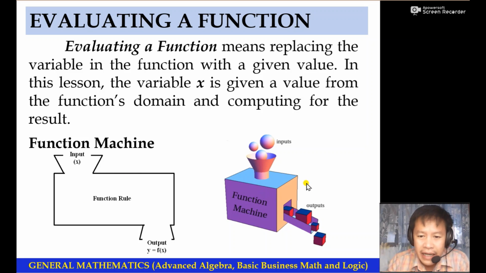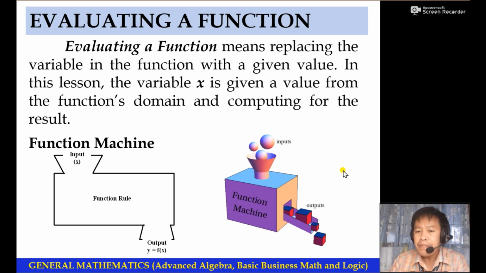Here is another function machine. So we are going to have the input here, and the function machine is manipulating the operations inside the machine. And we have, of course, our output. The output depends upon the input. For instance, if our input is meat, our output would be corned beef, etc. That output is based on the input.